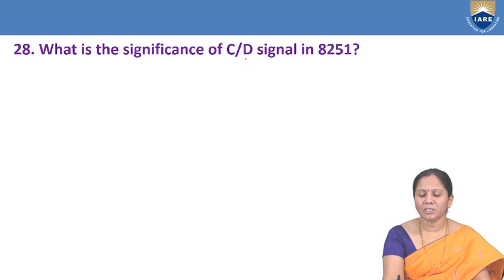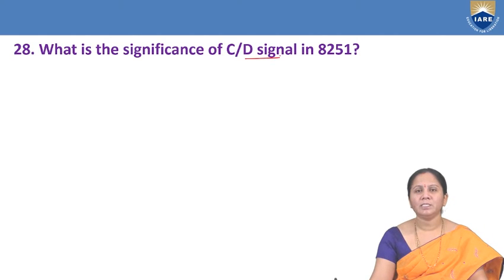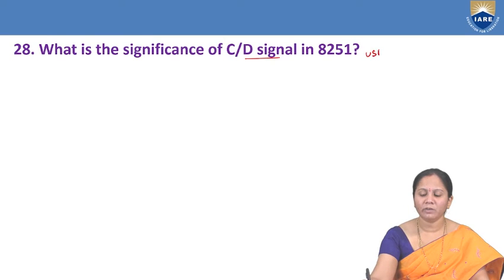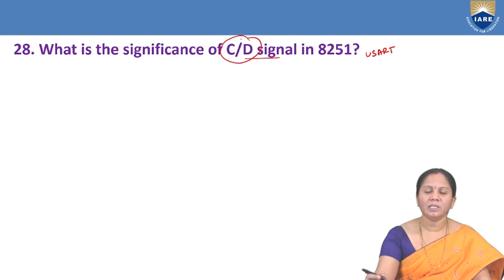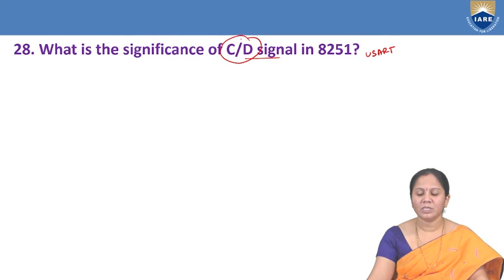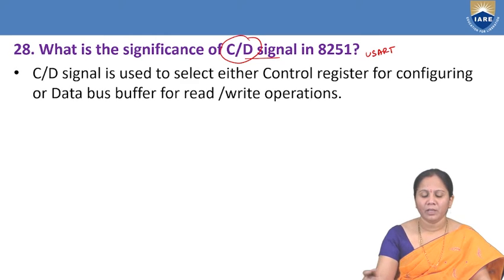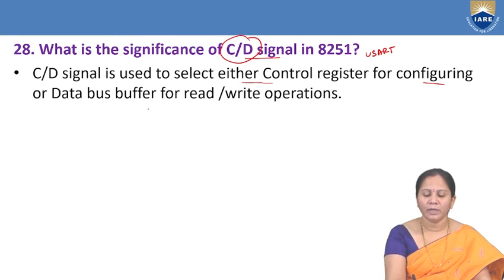Next, what is the significance of the C/D signal in 8251? We have seen the pin configuration of the USART. Among all the pins, this C/D is one of the pins. C represents control and D represents data. So the C/D signal is used to select either the control register for configuring or the data bus buffer for read or write operations.